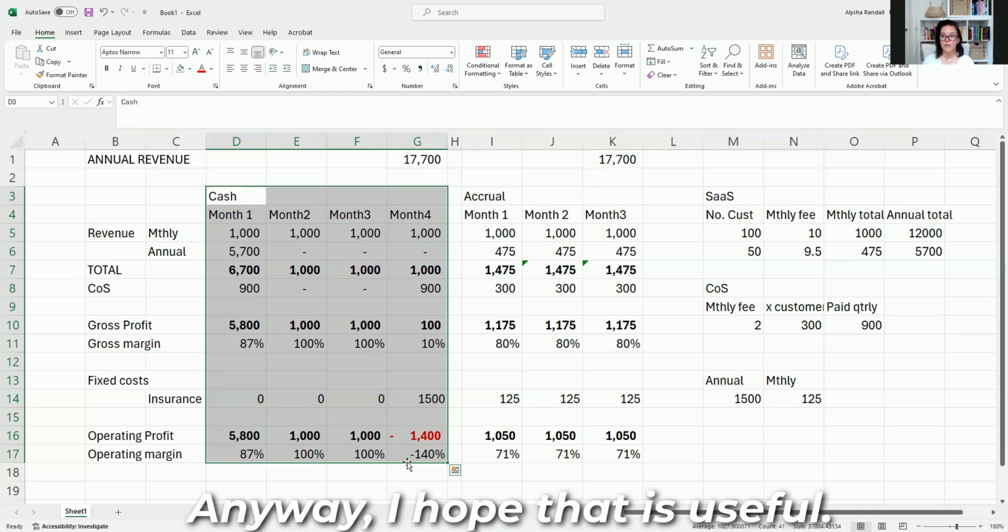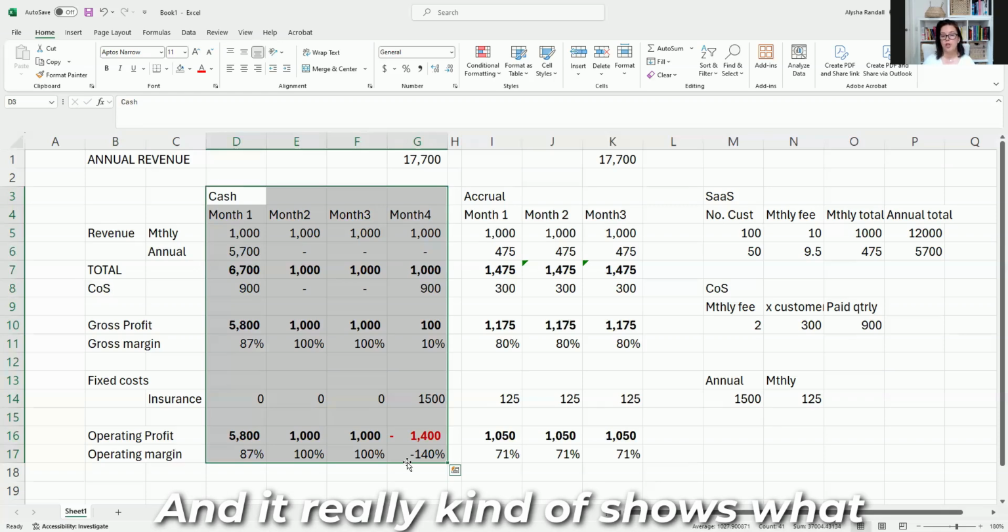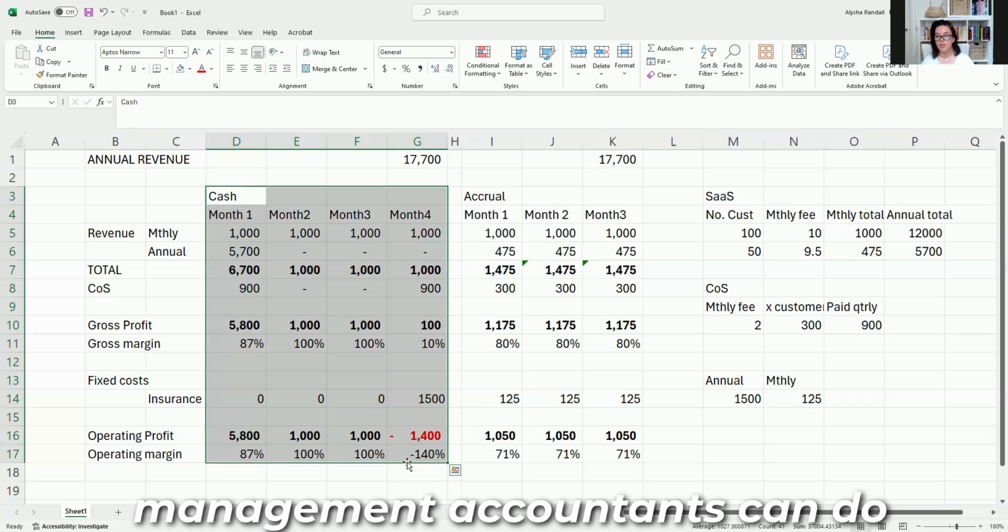Anyway, I hope that is useful, and it really kind of shows what management accountants can do for you.